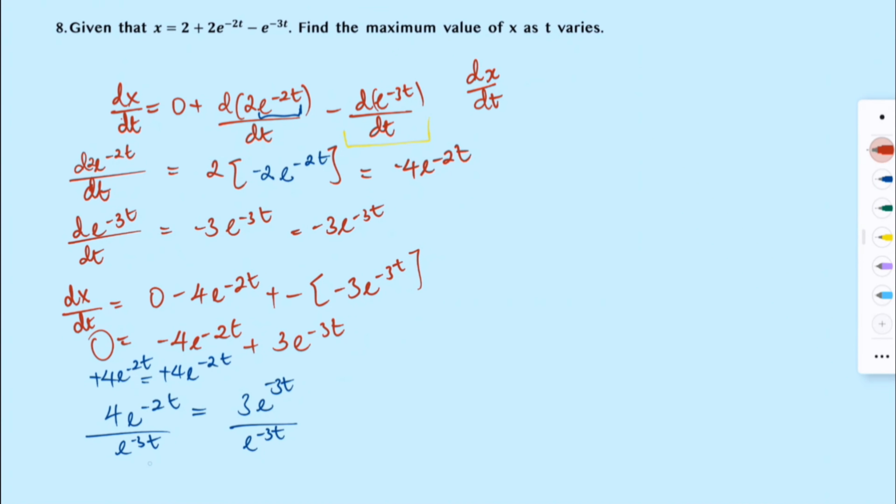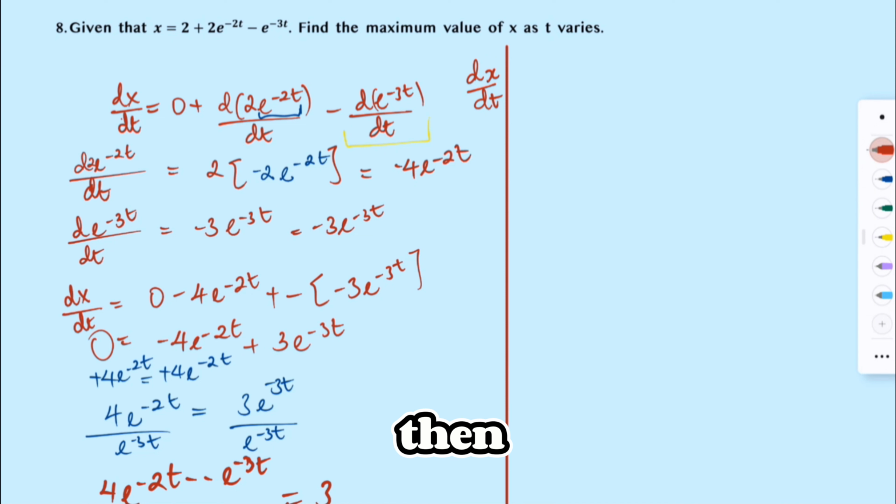We use the law of indices. This will be 4e to the power negative 2t minus negative 3t. And then over here we have 3e to the power, oh, it cancels out, so we have just a 3. And then we're going to have 4, negative 2 plus 3 is 1. So 4e to the power t equals 3. So therefore e to the power t is 3/4.